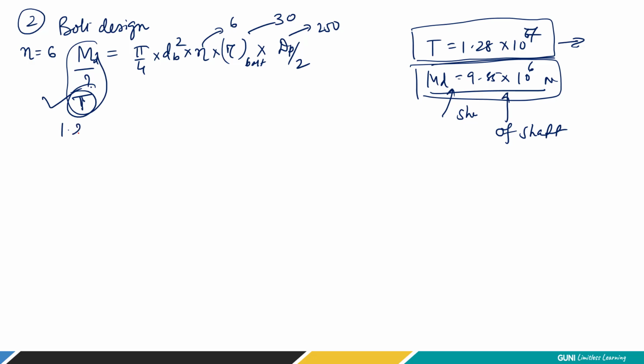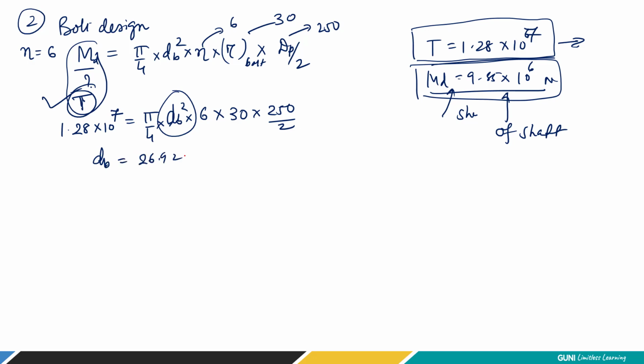So here 1.28 × 10^7 = π/4 d_b² × the number of bolts, 6, × 30 × 250/2. Now find out this d_b, that is the bolt diameter. This bolt diameter comes out to be 26.92 millimeter. We are going to take it as 28, the higher even value, right? So you can write the bolt diameter is M28, right?